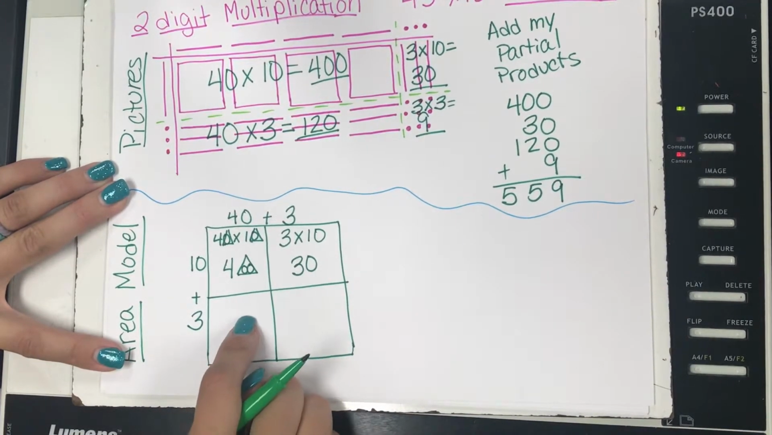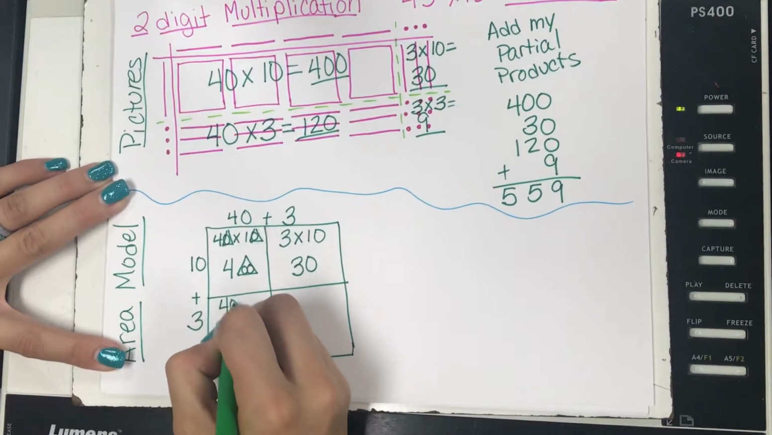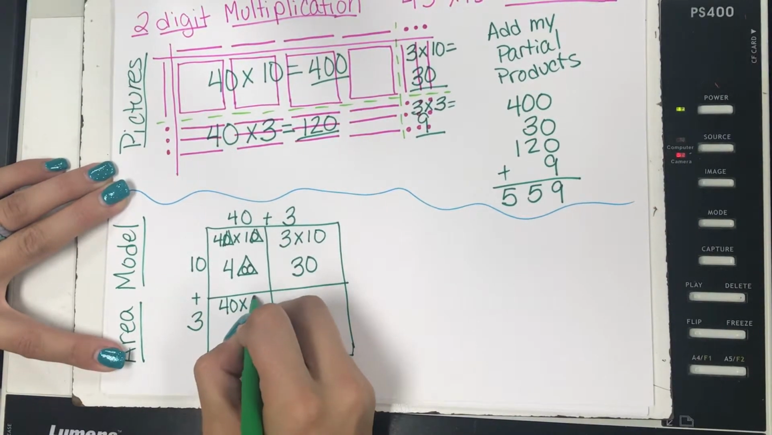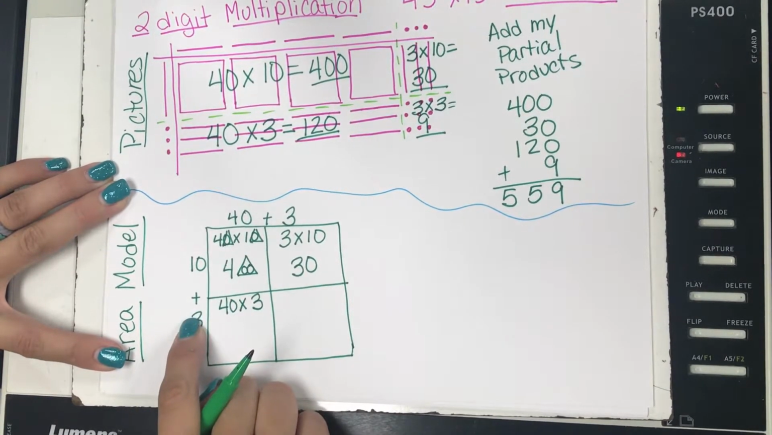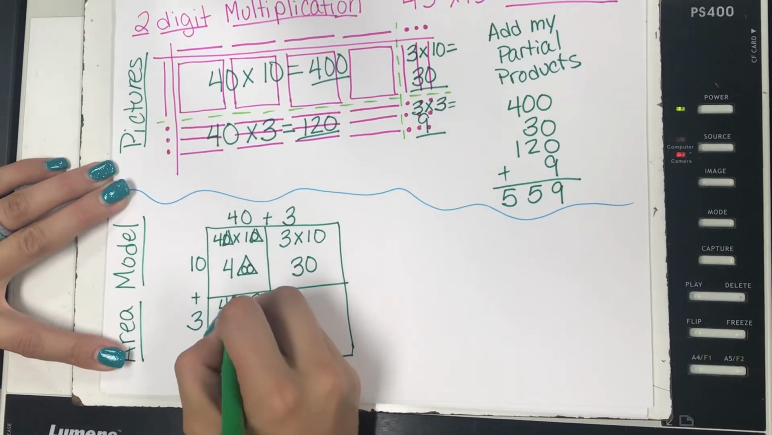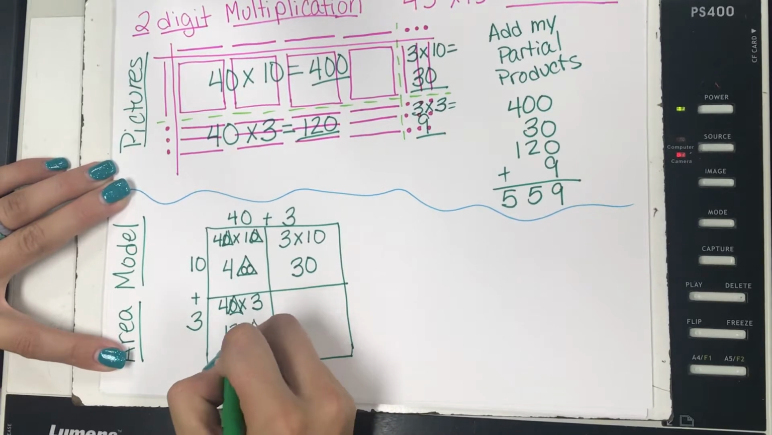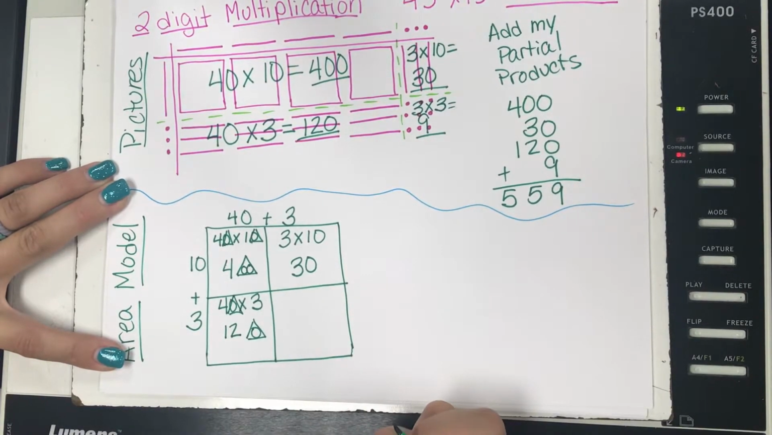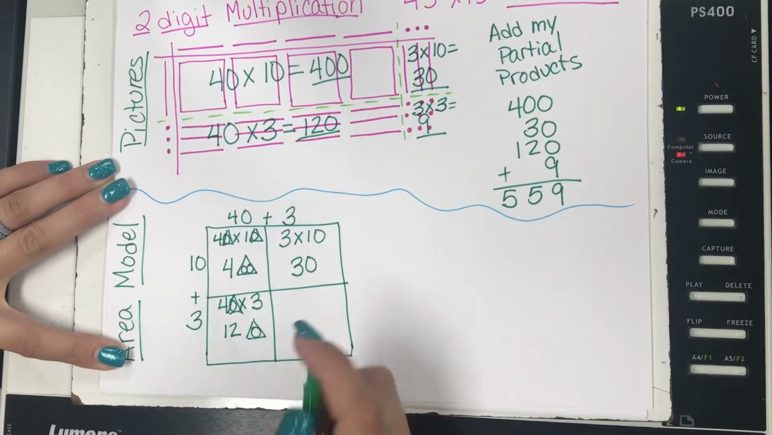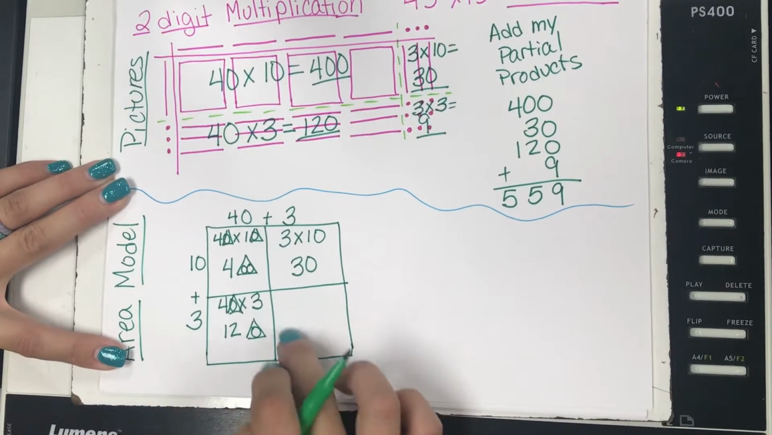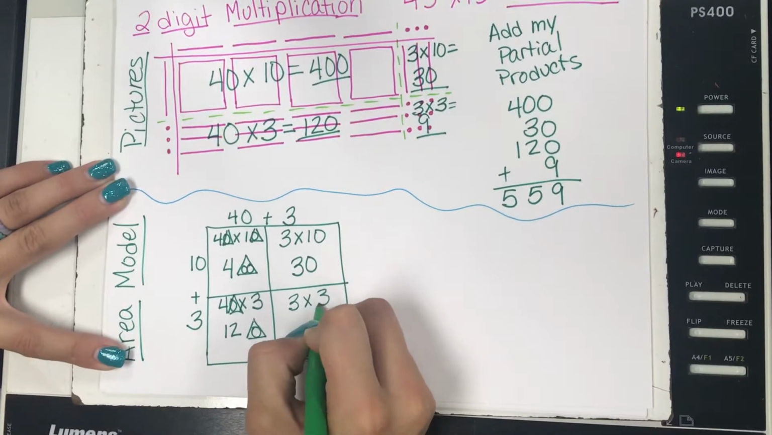In that bottom left box, what multiplication goes here? 40 times 3, because 40 is on the top, 3 is on the side. I have 1 zero. What's 4 times 3? 12. So 120. In this last box, what multiplication goes here? 3 times 3 equals 9.